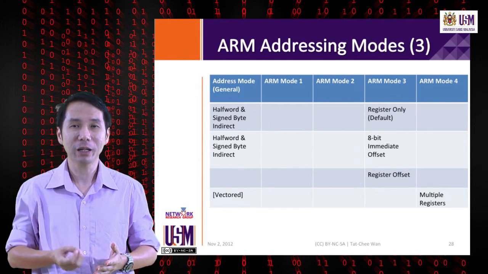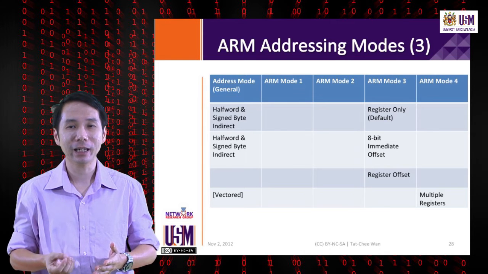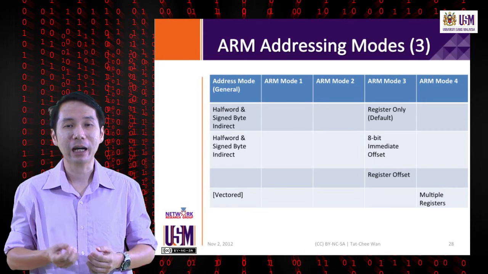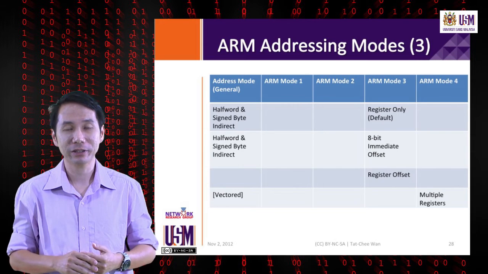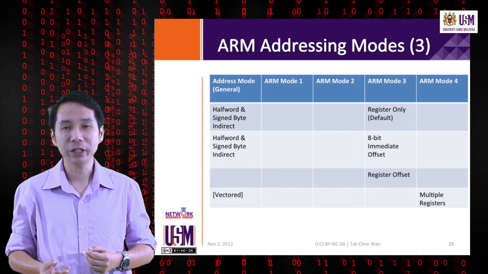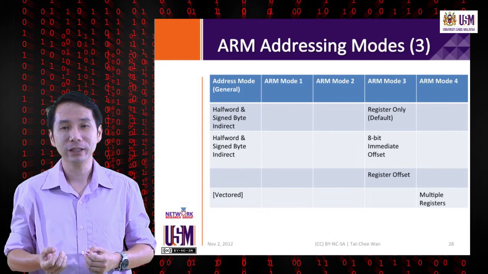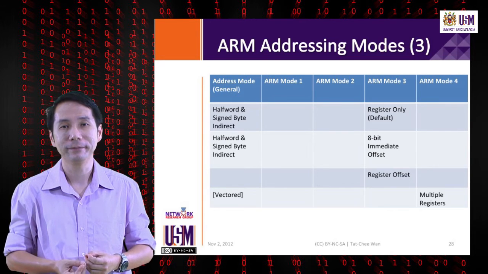The difference between ARM Mode 2 and Mode 3 is that ARM Mode 3 is used for half word and signed byte indirect addressing only. The range of values used for the immediate offset is limited, as well as the combination of offsets using registers are also limited in ARM Mode 3.